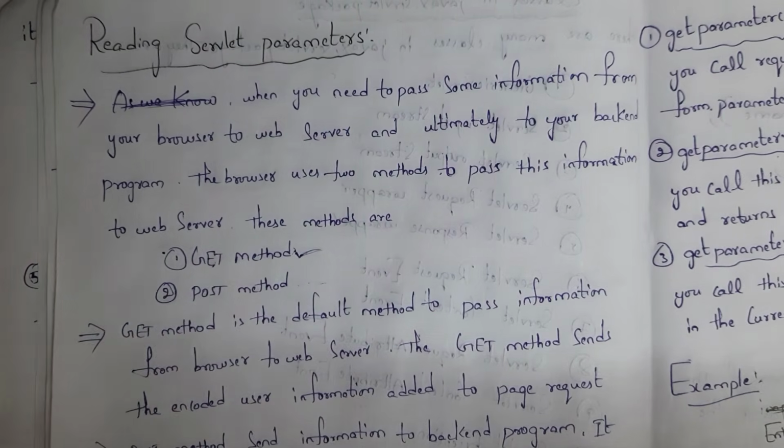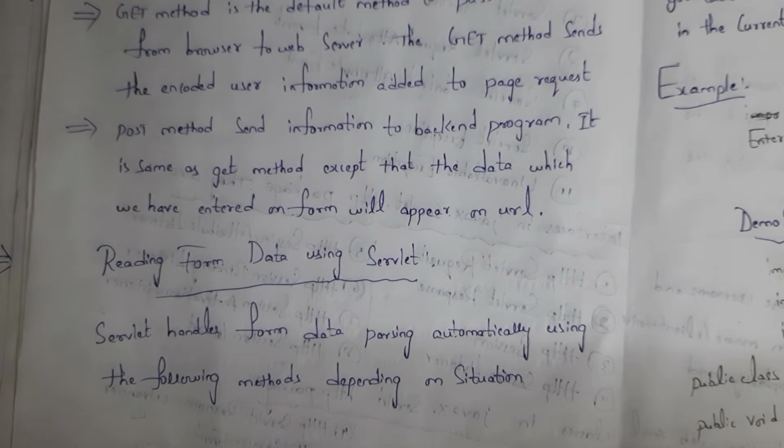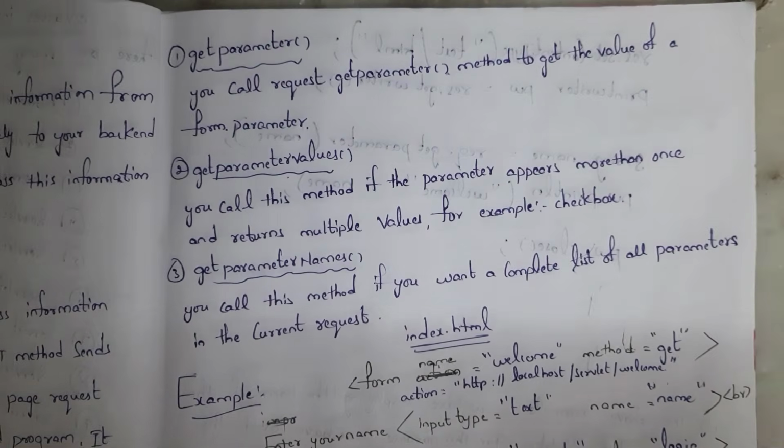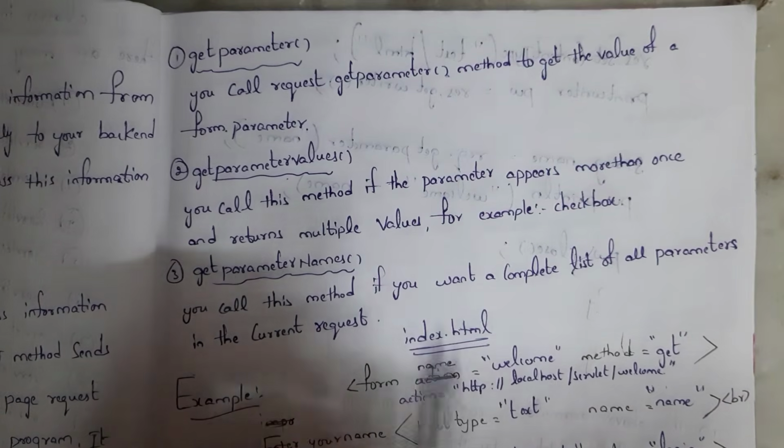The only difference is this. Reading form data using servlet. A servlet handles form data by using three methods. The first one is the getParameter method, the next one is the getParameterValues method, and the third one is the getParameterNames method.